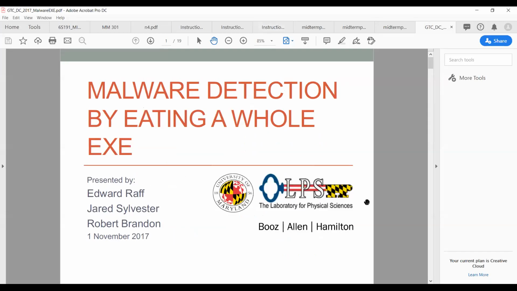It's a paper from the University of Maryland and Booz Allen Hamilton and the LPS labs. The first author is Edward Raff. He's done some other amazing work after this paper afterwards. And the other co-authors are Jared Sylvester and Robert Brandon. The paper is titled Malware Detection by Eating a Whole Executable.